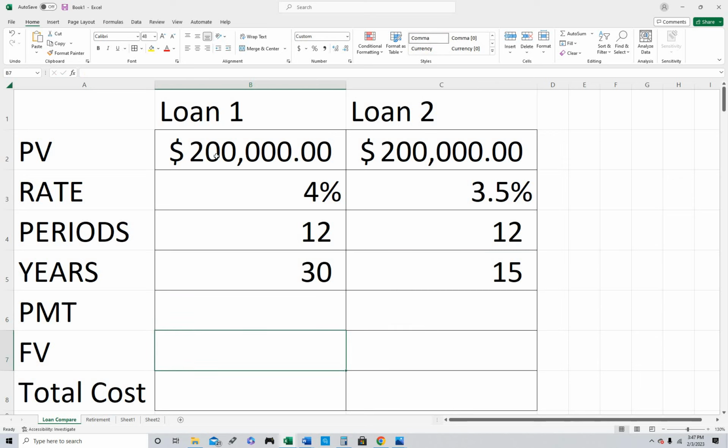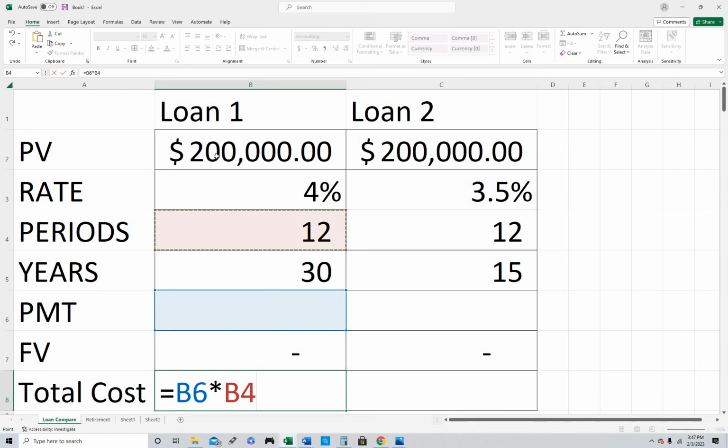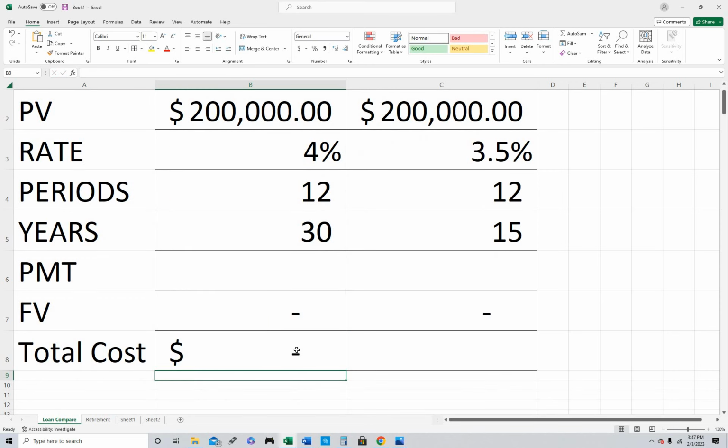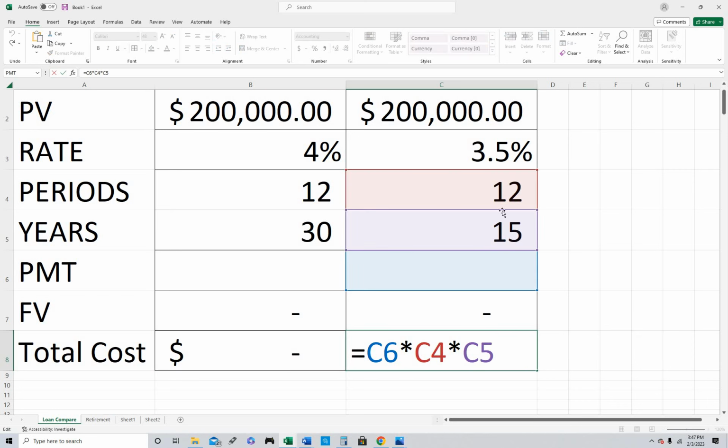The future value of your loan you want to be 0 because you want to owe the bank nothing when you're done with that loan. Now the total cost of our loan is going to be our payments that we make 12 months out of the year for 30 years in this case. So we're going to multiply our payment amount times 12 months in a year times 30 years. I'm going to copy that over here, and now it's going to say our payment amount times 12 months in a year times 15 years.